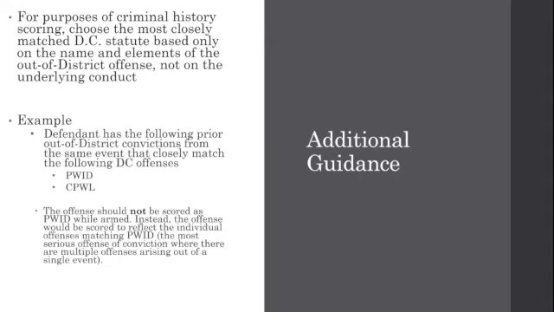So the offenses are going to be scored to reflect the individual offenses. So the matching PWID, which is the most serious offense of conviction where there are multiple offenses arising out of this single event. So you're not, again, looking at the facts and creating what it exactly matches. You're really looking at what the defendant pled guilty to.